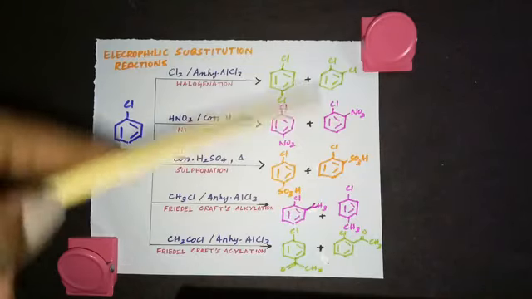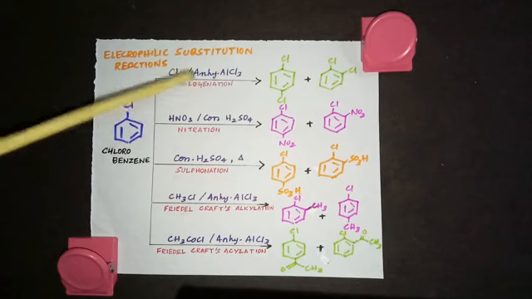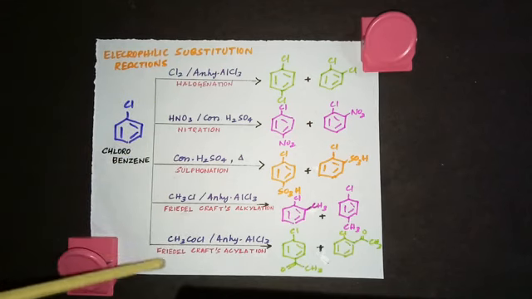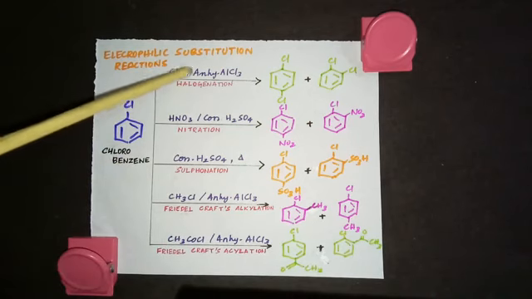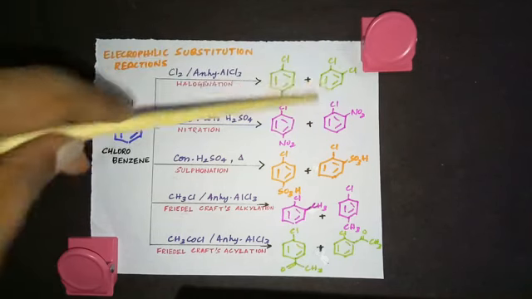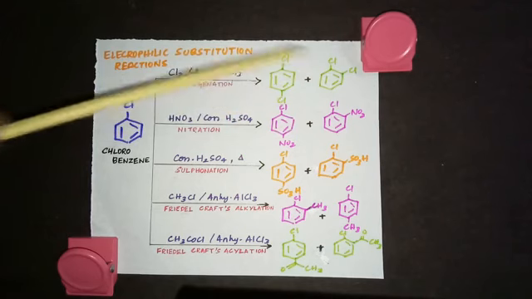So look at this one. This is the overall reaction, a flowchart kind of thing which we have seen just now. Electrophilic substitution reactions. Chlorobenzene underwent halogenation, nitration, sulfonation, Friedel-Crafts alkylation and Friedel-Crafts acylation. For halogenation, you treated with chlorine in the presence of anhydrous aluminum chloride. You are getting a para and an ortho substituted product. So at para you are getting a Cl and at ortho you are getting a Cl.